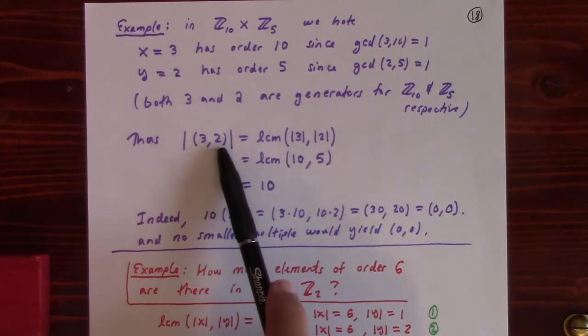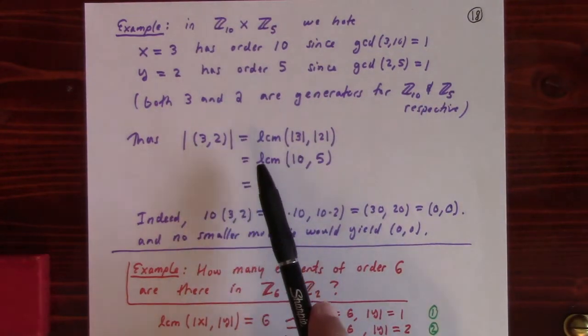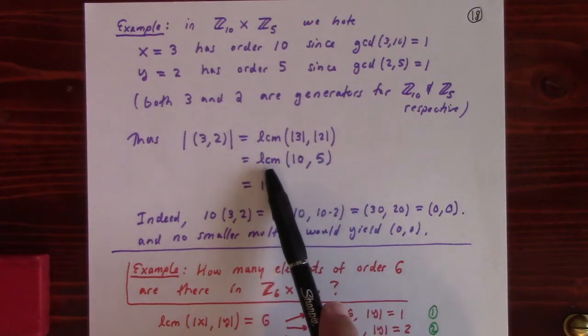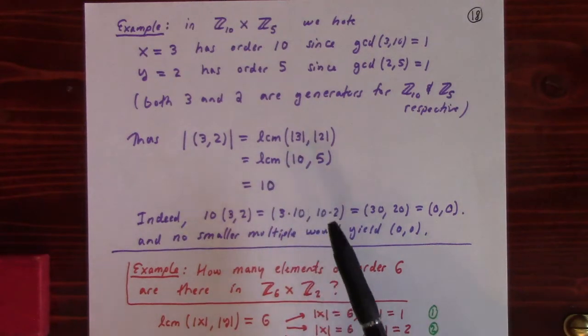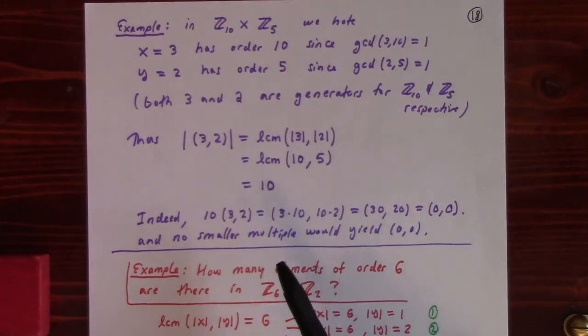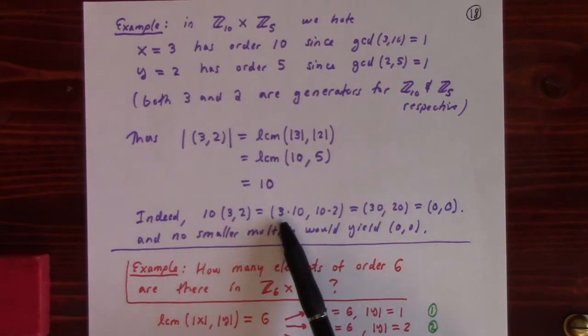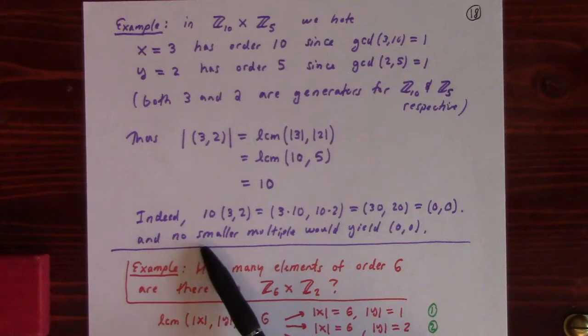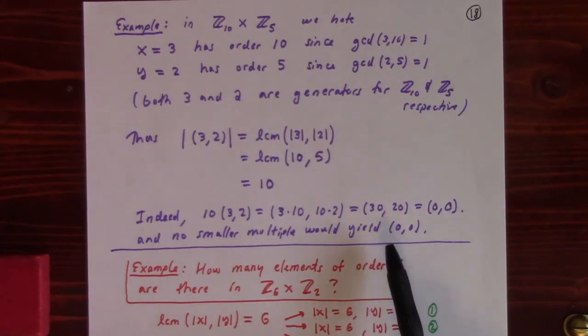Thus, the order of (3, 2) in Z10 cross Z5 is the least common multiple of the order of 3 and the order of 2, which is 10 and 5, respectively. So the least common multiple of 10 and 5, of course, is 10. And indeed, you can check that 10 times (3, 2) is (30, 20), which is (0, 0). And indeed, no smaller multiple would yield (0, 0). Indeed, the order of (3, 2) is in fact 10.